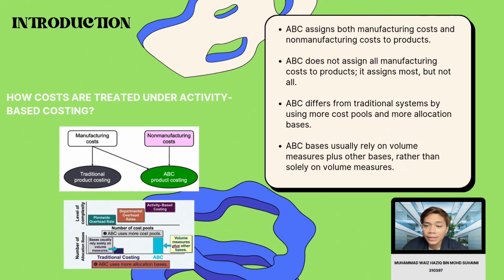So on the left hand side, you can see three graphs, manufacturing costs and non-manufacturing costs, and where they go to. And for the second graph is ABC uses more cost pools, and on the third graph we can see ABC uses more allocation bases.